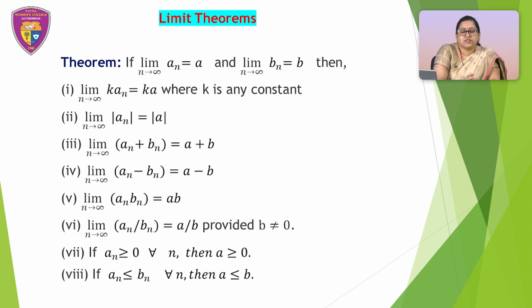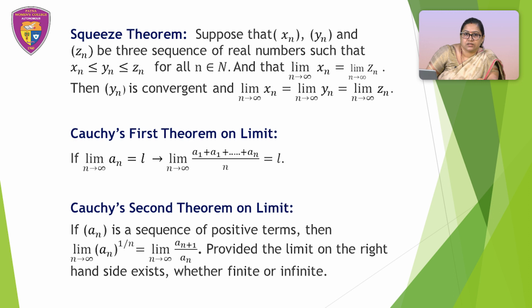Now, till now we have studied how to show that a sequence is convergent, divergent, oscillatory, monotonic or bounded. Somewhere we may face some problem in calculating the limit of a sequence. There, to calculate the limit, we can use limit theorems. You can use the squeeze principle, Cauchy's first theorem on limit, or Cauchy's second theorem on limit, and from there you can make sure whether the sequence is convergent, divergent or oscillatory.